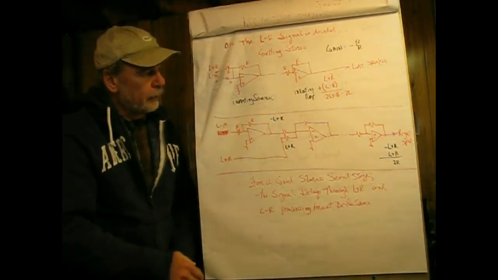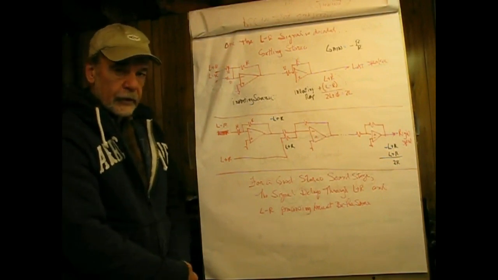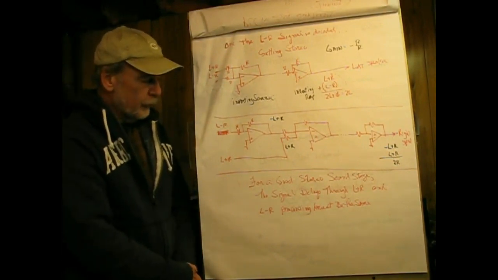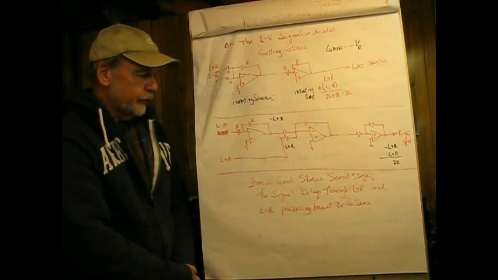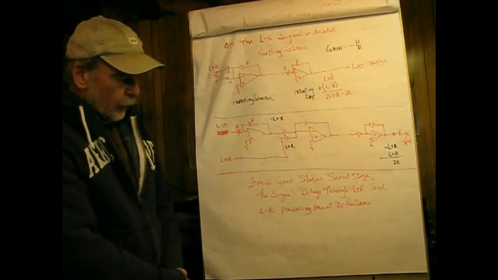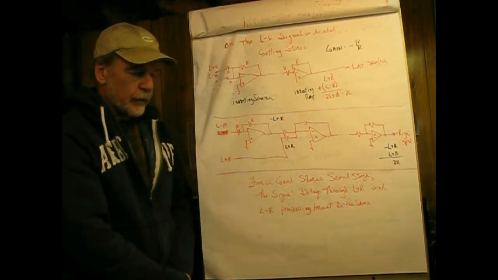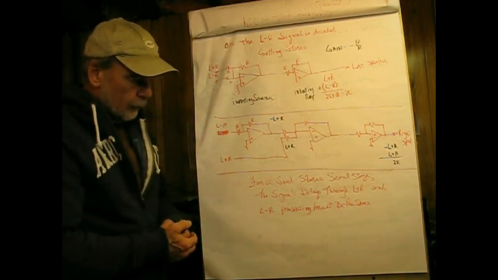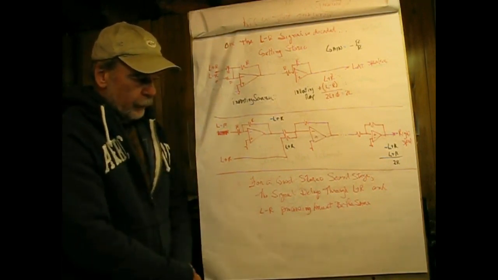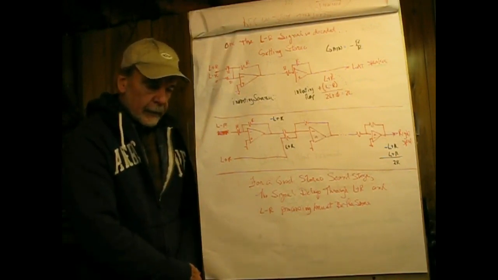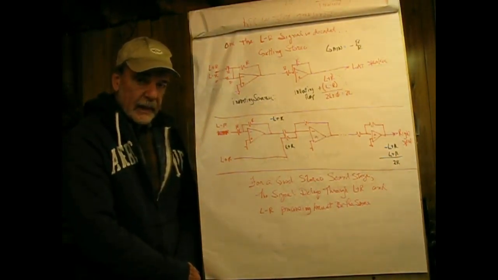So we've in fact separated the left and right channels by using simple op amps in inverting and summing configurations. Not hard to do. For a good stereo soundstage, and what that means is the separation between the left and right channels, the signal delay through the L plus R and L minus R processing steps has to take the same amount of time.